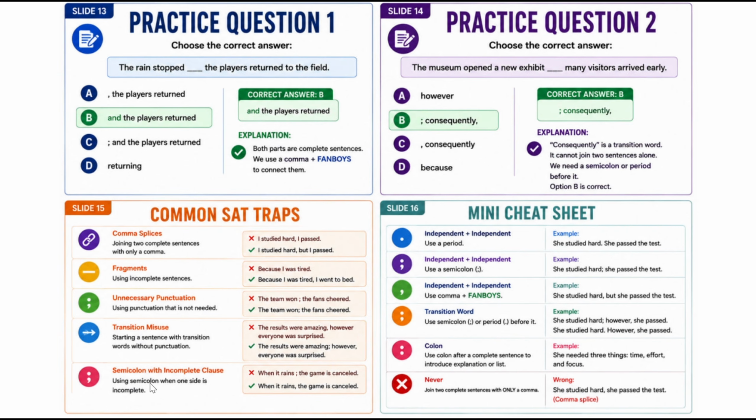Trap number 4, semicolon with an incomplete clause. Using a semicolon when one side is incomplete. Wrong: When it rains; the game is cancelled. Correct: When it rains, the game is cancelled.